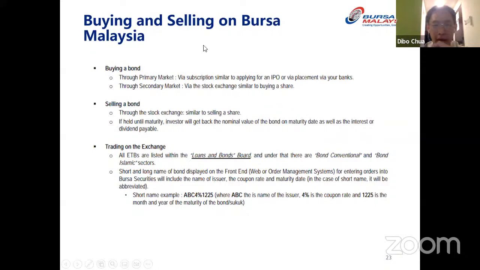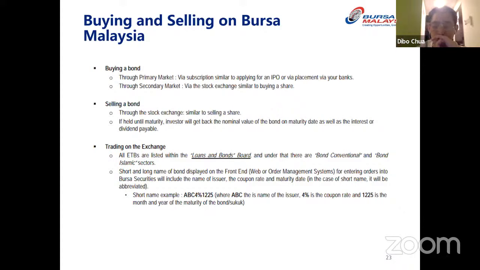And then we will come to buying and selling on Bursa Malaysia. So just now, as I mentioned, Bursa Malaysia has this platform where you can buy over the exchange, meaning buying or selling in the Bursa platform, something like that.